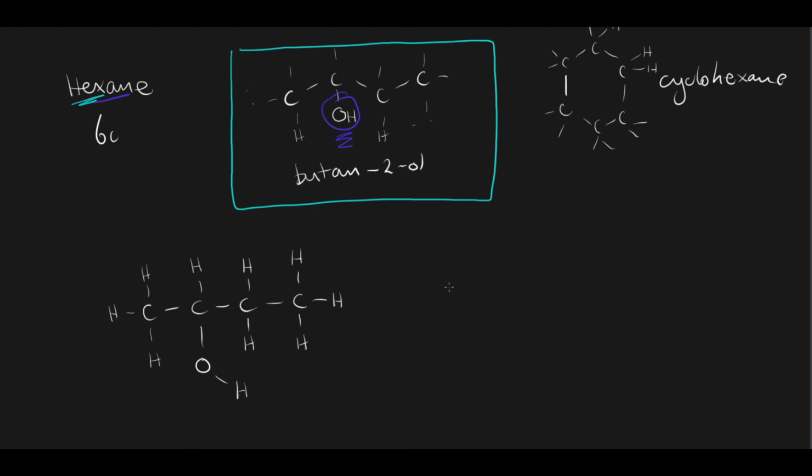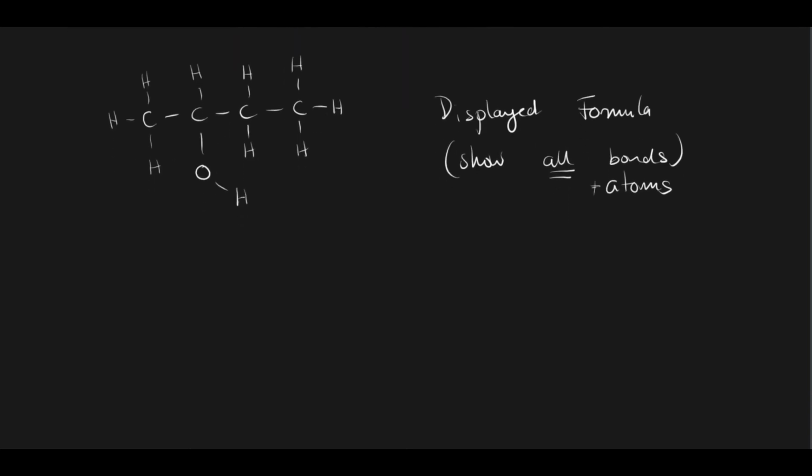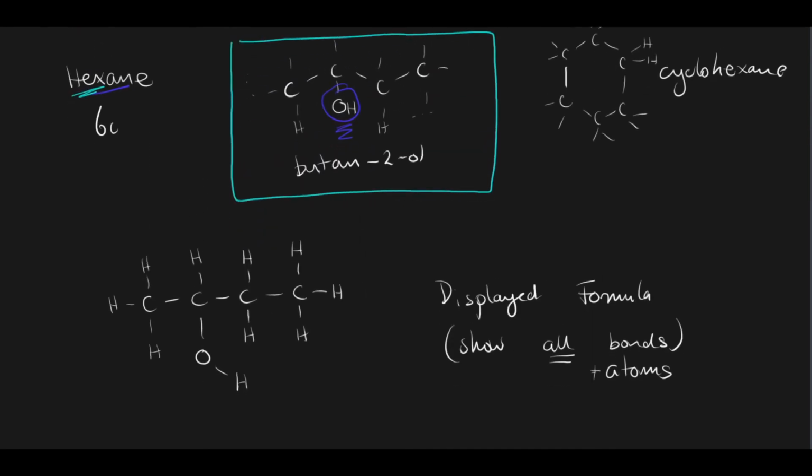So this is called the displayed formula. And that means we show all bonds. So I've not missed out any bond here. I've drawn every single one. I've drawn all the atoms as well. So I could also show all the bonds and atoms. So that's the first way I have of showing you how to draw this butan-2-ol molecule.